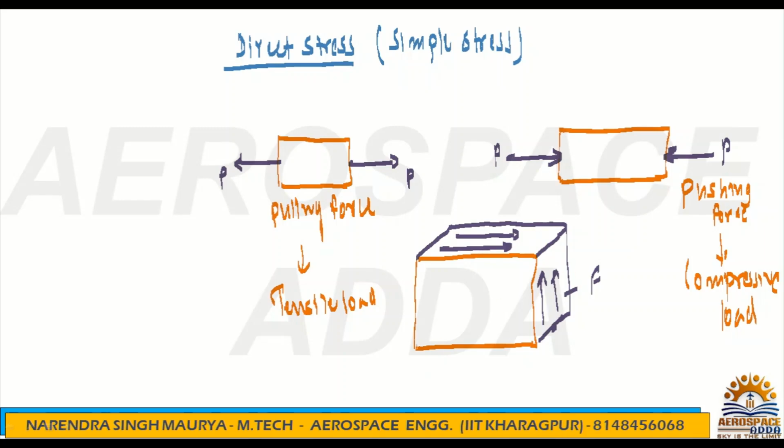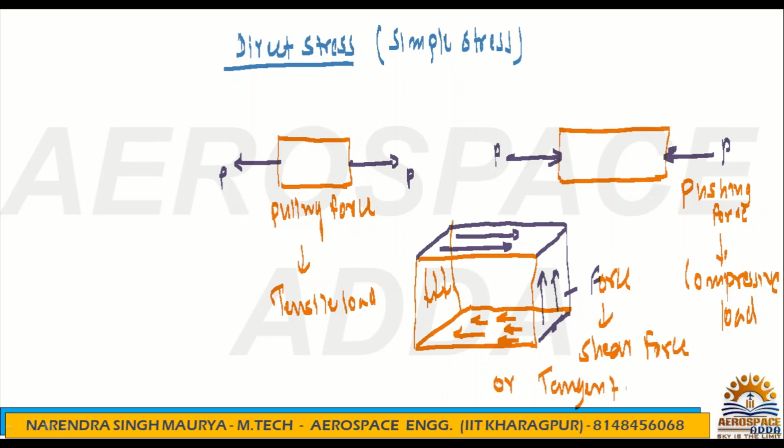Similarly, it is possible here also, something like this, in this direction and here also. This type of force is called shear force, or tangential force. So based on the different types of force acting on the objects, we will have different types of stress.